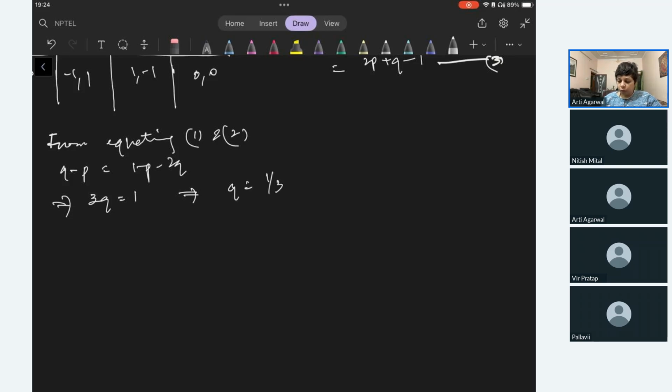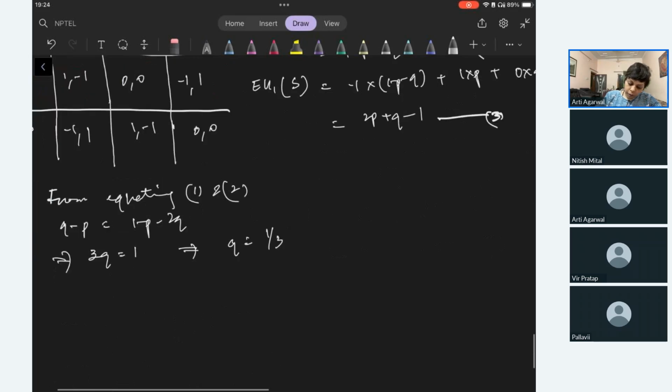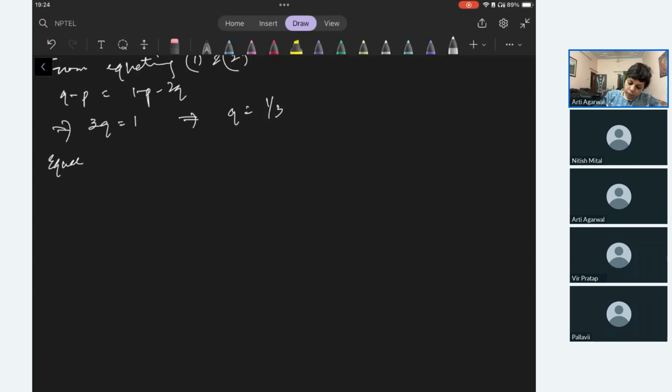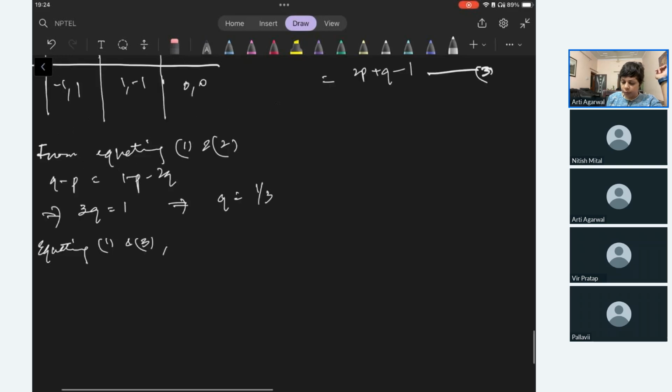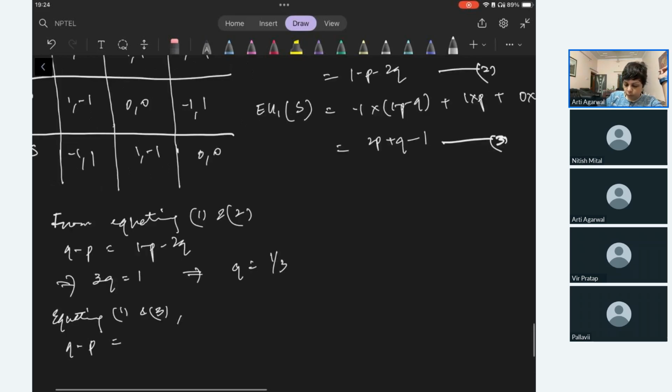Now, if you want, you can also solve it again, equating 1 and 3, for example. Even though this is a symmetric game, you would have to solve for at least P and Q. The other thing you can say is that by symmetry, it comes out to be the same. So let's say equating 1 and 3 gives you Q minus P equal to 2P plus Q minus 1.